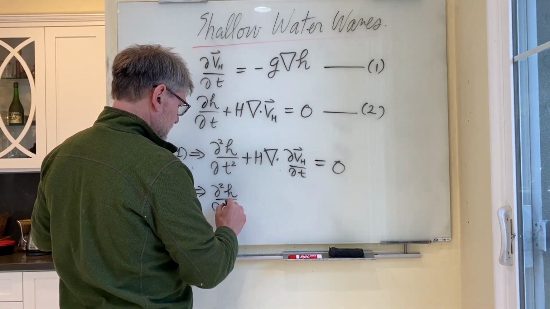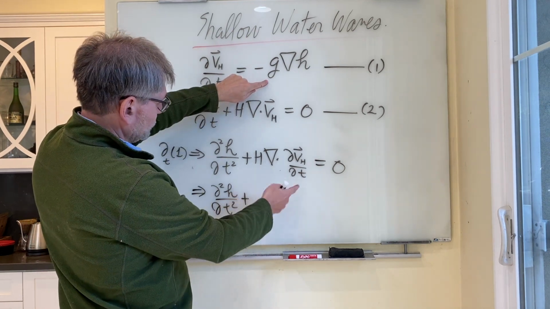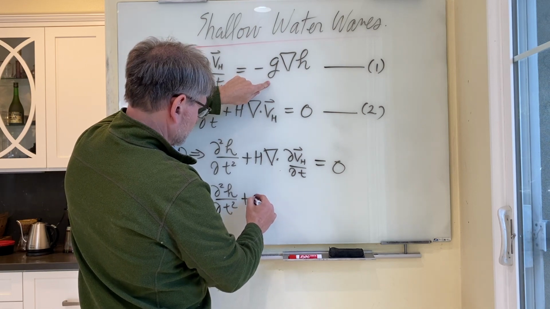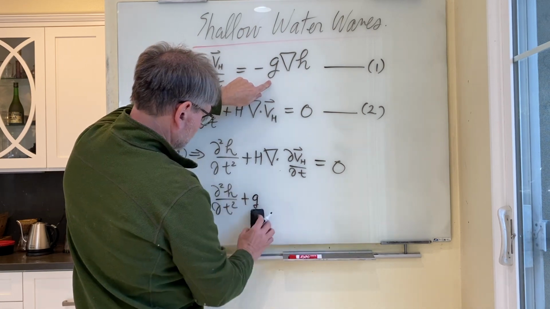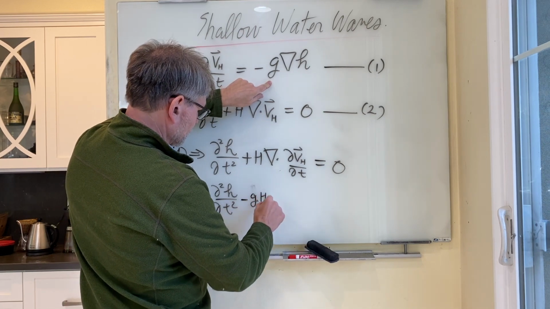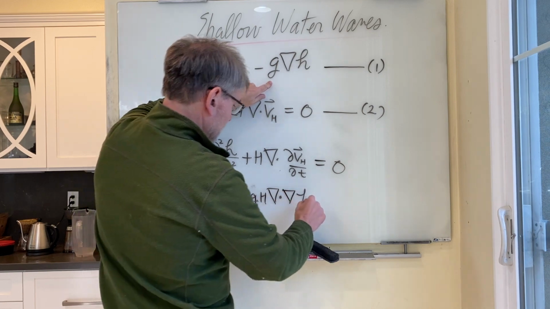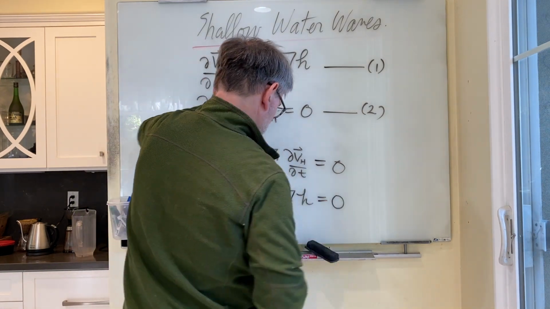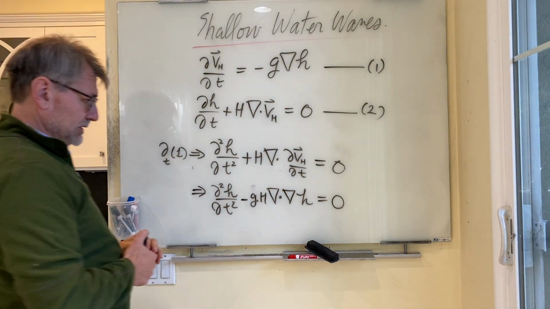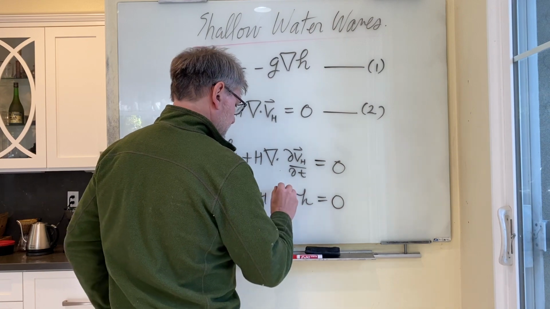d2h/dt squared plus, and g is a constant, so I could take it out of the divergence. So this becomes minus gh, divergence of the gradient of h equals 0. The divergence of the gradient, that's the Laplacian. So this is the same thing as del squared.